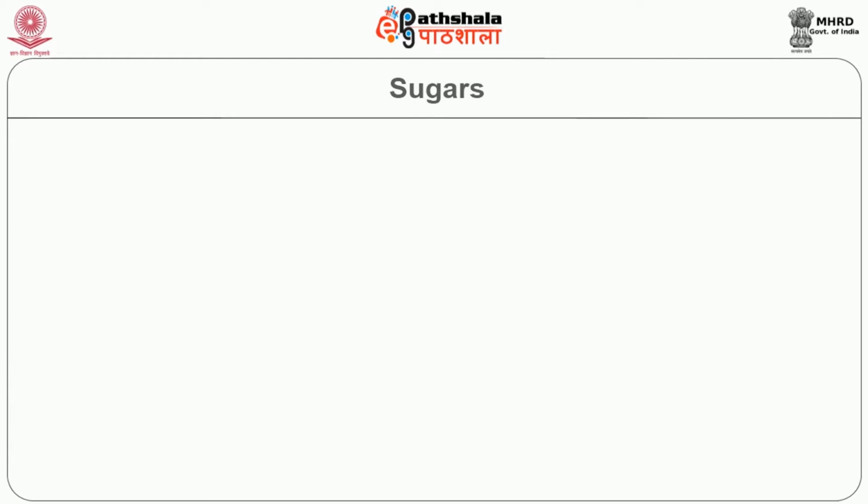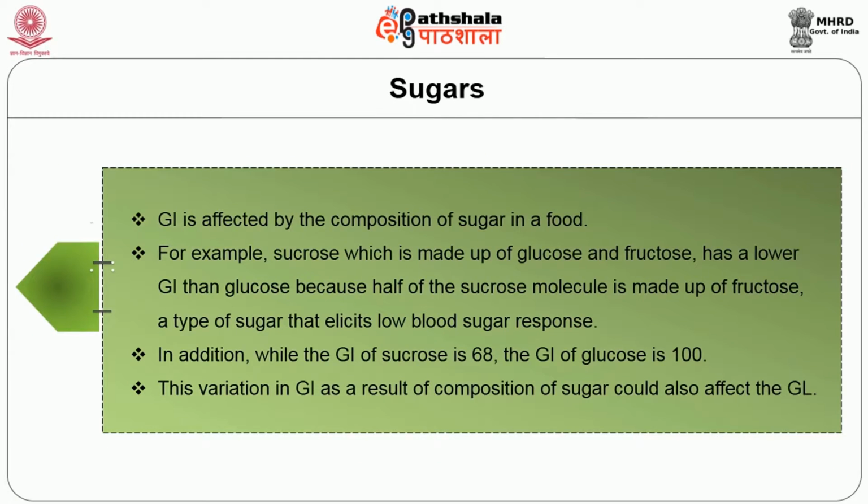The fourth factor is sugars. Glycemic index is affected by the composition of sugar in a food. For example, sucrose, which is made up of glucose and fructose, has a lower glycemic index than glucose because half of the sucrose molecule is made up of fructose, a type of sugar that elicits a low blood sugar response. In addition, the glycemic index of sucrose is 68 while the glycemic index of glucose is 100. This variation in glycemic index as a result of composition of sugar could also affect the glycemic load.